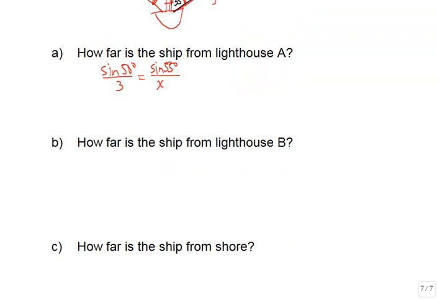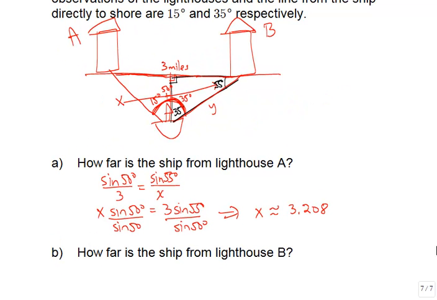So let's cross multiply, and divide both sides by sine of 50, punch it in your calculator, and you get x is approximately 3.208, and our units here, since it was 3 miles, this is going to be miles as well. So the boat is about 3.2 miles away from Lighthouse A.